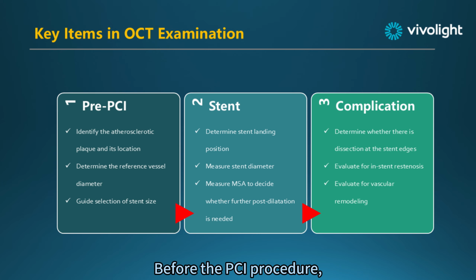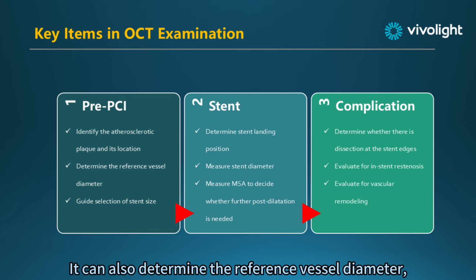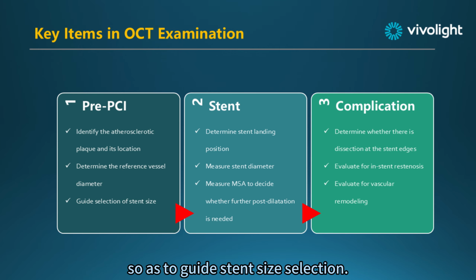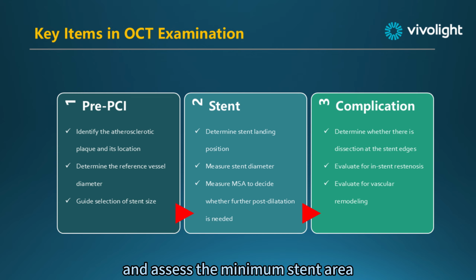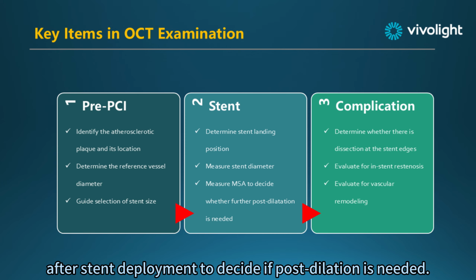Before the PCI procedure, it can be used to determine the location and size of atherosclerotic plaques. It can also determine the reference vessel diameter, so as to guide stent size selection. Before and after stent deployment, it can confirm stent position, measure stent diameter, and assess the minimum stent area after stent deployment to decide if post-dilation is needed.